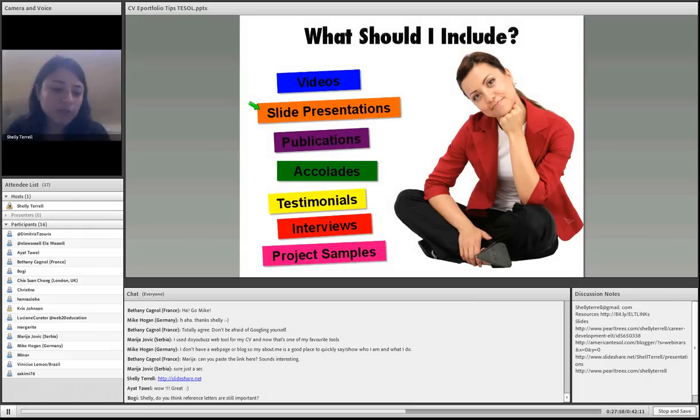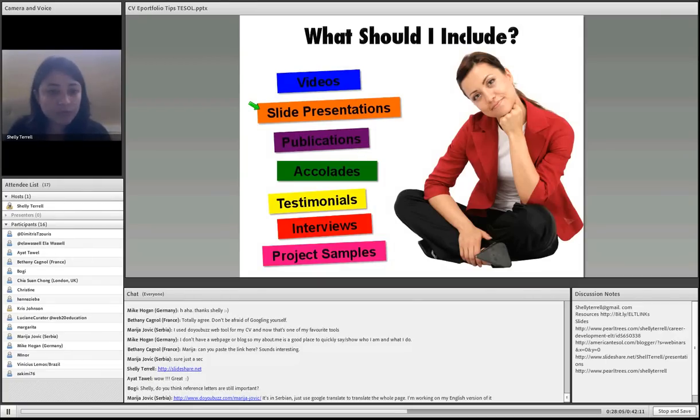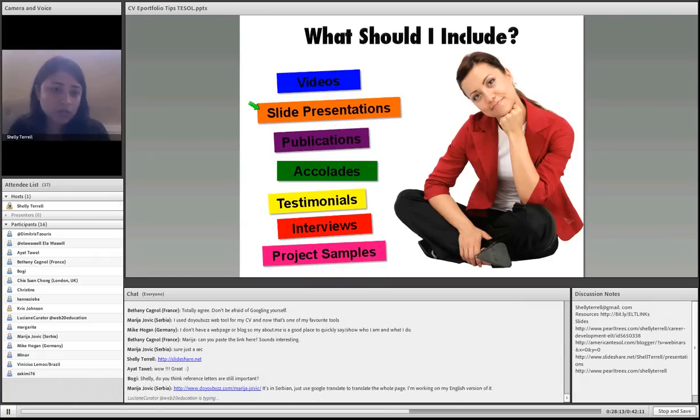Bogey, that's a very good question. Bogey asks, do you think reference letters are so important? Yes, I do. Especially depending who it's from. Then it can be something that really, for example, one of the people that I have to really give a celebration for and kudos to is Barbara Sakamoto. Barbara has in the past written recommendation letters for me.